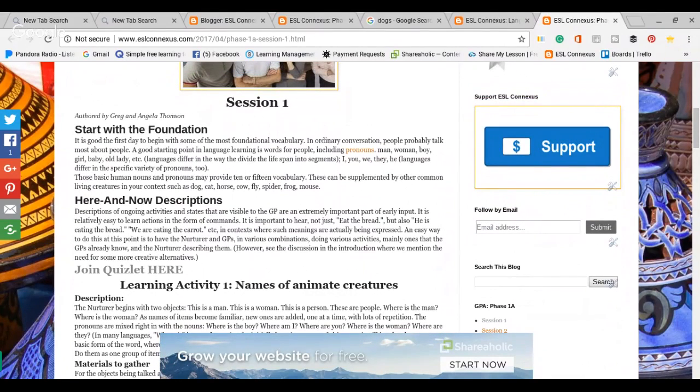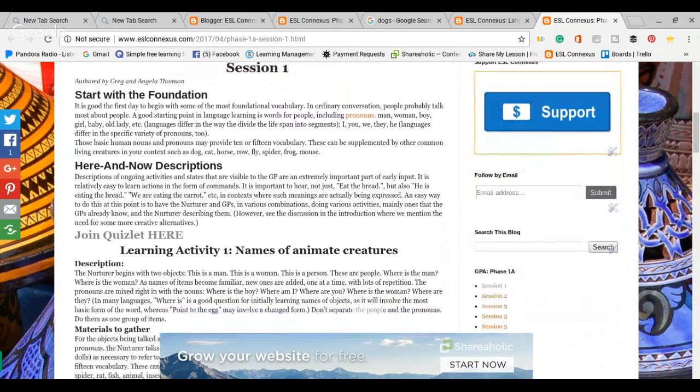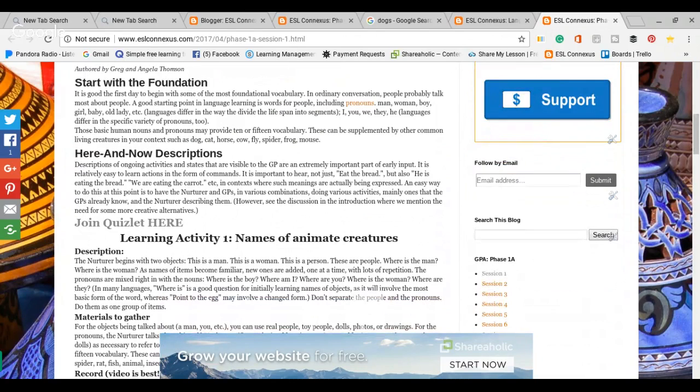So start with the foundation. It is good the first day to begin with some of the most fundamental vocabulary. In ordinary conversation, people probably talk most about people. A good starting point in language learning is words for people, including pronouns, man, woman, boy, girl, baby, old lady, etc. Languages differ in the way they divide the lifespan into segments.